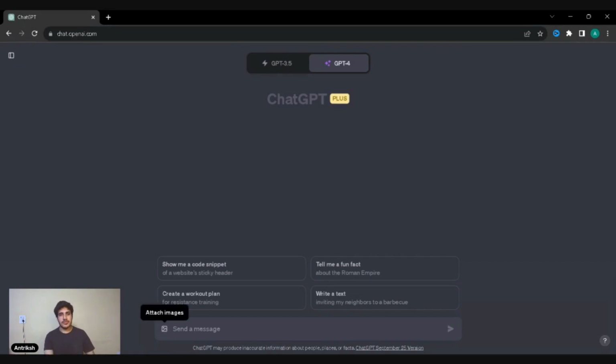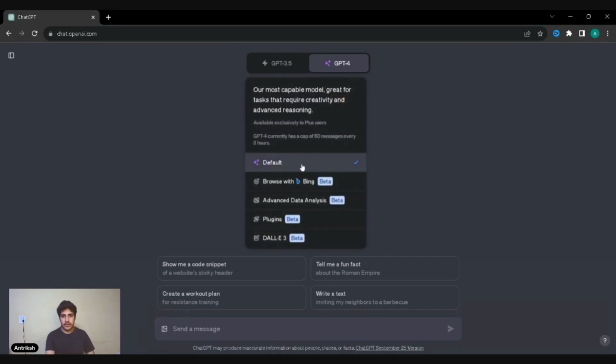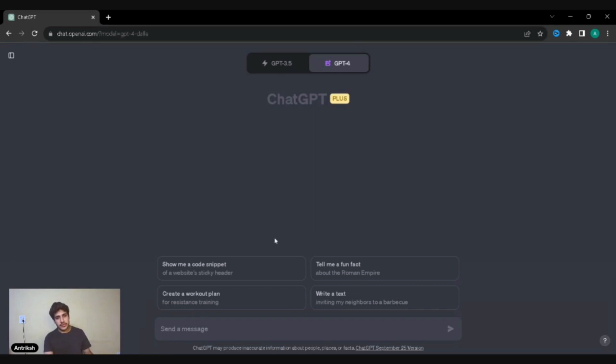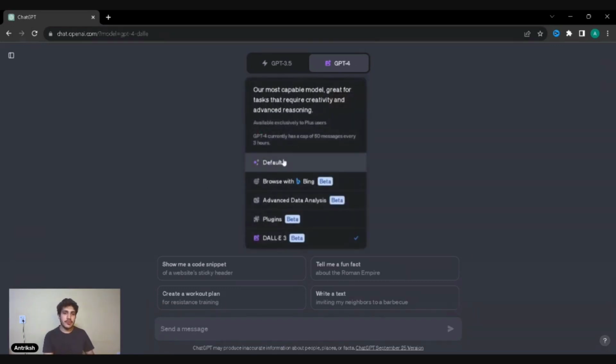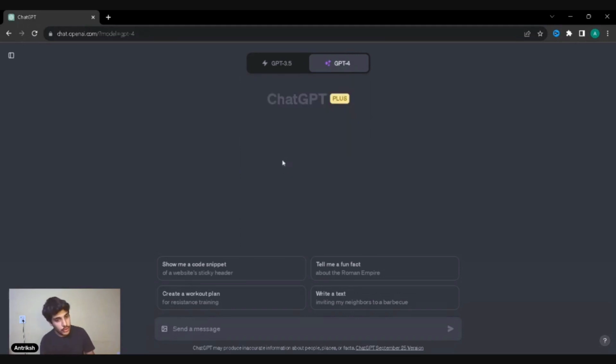Here is the attach images feature. You're going to go into default because with DALL-E, from where you can actually generate images, you won't see any of these options. So while it can generate images, if you want to talk to images, you want to know more about images, this is the feature. So default and then attach images. So now I have a plethora of use cases.